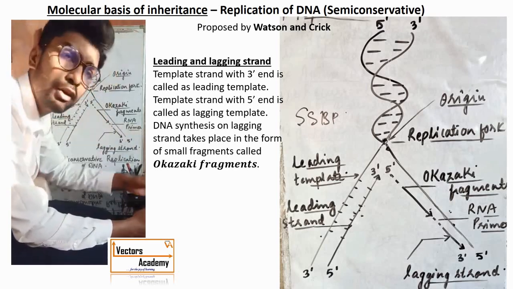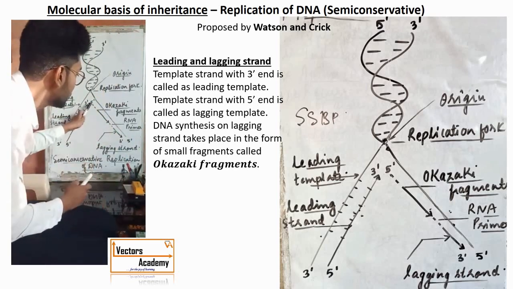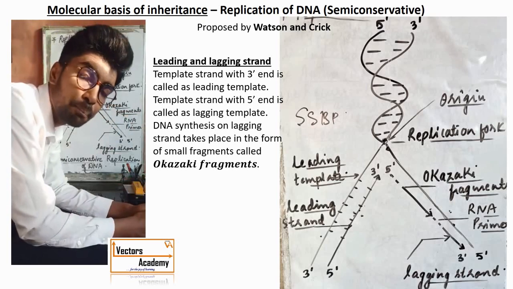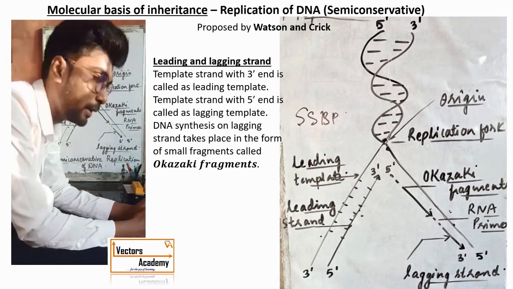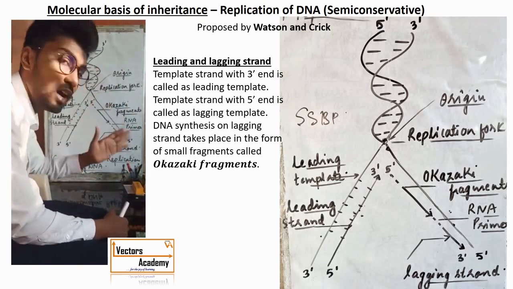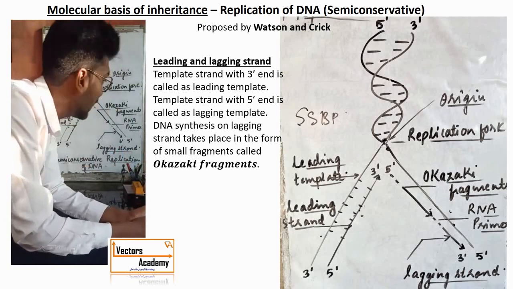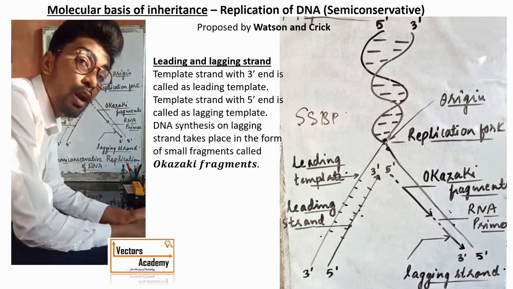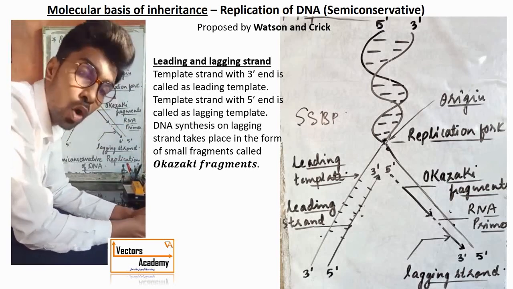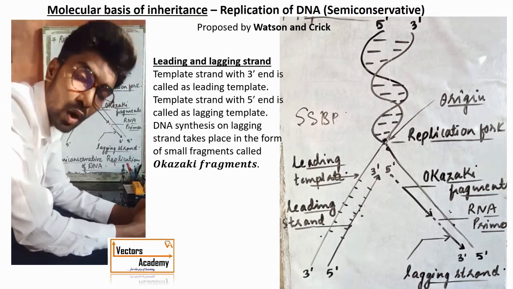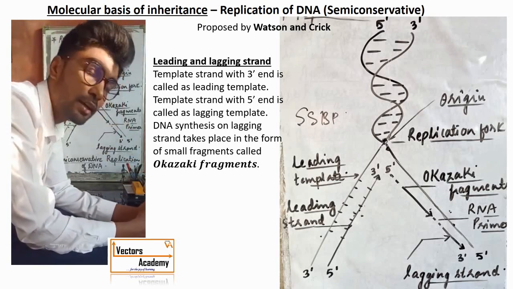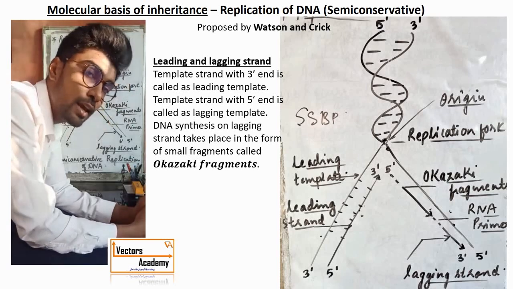Now, why is this called the discontinuous strand? Because you can see that the continuity of the strand is broken due to the presence of smaller fragments. Those fragments are called Okazaki fragments. Okazaki was one of the first scientists who observed that there are certain fragments on a lagging strand, and that's why they are called Okazaki fragments. Later, these Okazaki fragments are joined with each other by a joining enzyme called DNA ligase, which joins the entire lagging strand.